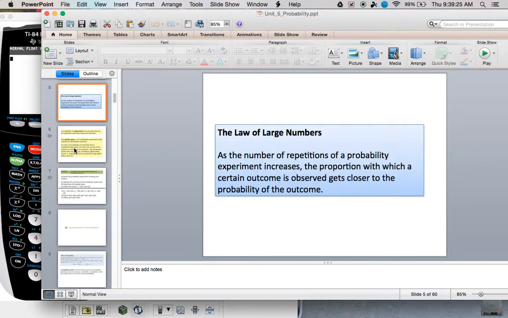The law of large numbers. As the number of repetitions of a probability experiment increases, the proportion with which a certain outcome is observed gets closer to the probability of the outcome. Let's talk about flipping that coin. Clearly, there's only heads or tails, which is 50%. If you flip it 20 times, you may not get 10 heads and 10 tails. But the law of large numbers says if you flip this thing, say, 1 million times, the chances of you getting closer to 50%, 500,000 heads and 500,000 tails, gets closer to that probability of the outcome.